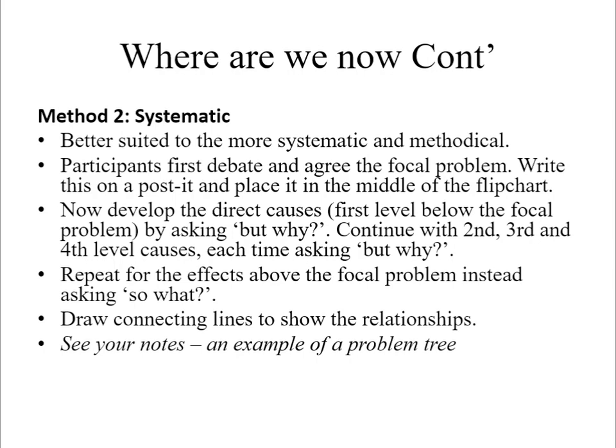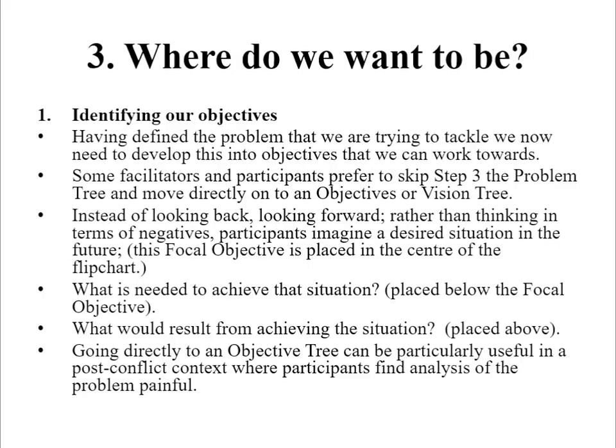The second method of developing a problem tree is by using a systematic method. In this method, participants first debate and agree the focal problem. So you need to write this on a post-it and place it in the middle of the flip chart. Now, develop the direct causes, the first level below the focal problem, by asking, but why? Then continue with second, third, and fourth level causes, each time asking, but why? Repeat for the effects above the focal problem, instead asking, so what? Then draw connecting lines to show the relationships. You can see an example of a problem tree in your notes.